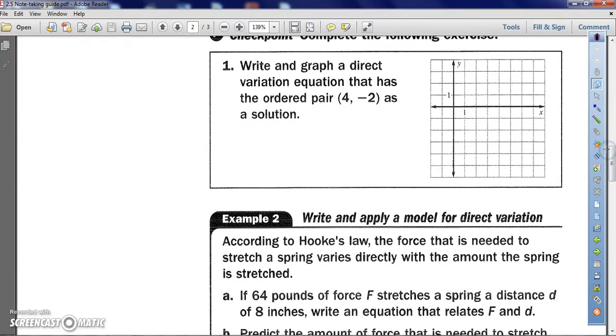The checkpoint that follows is a very similar problem, so just follow the example and see if you can do that one on your own.